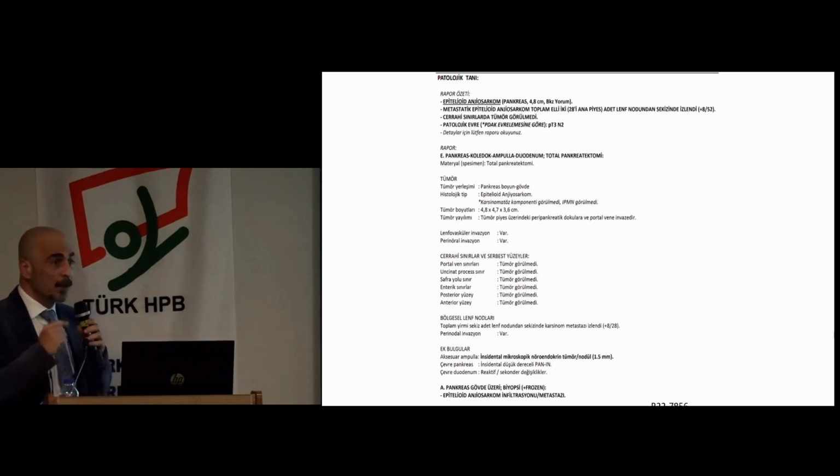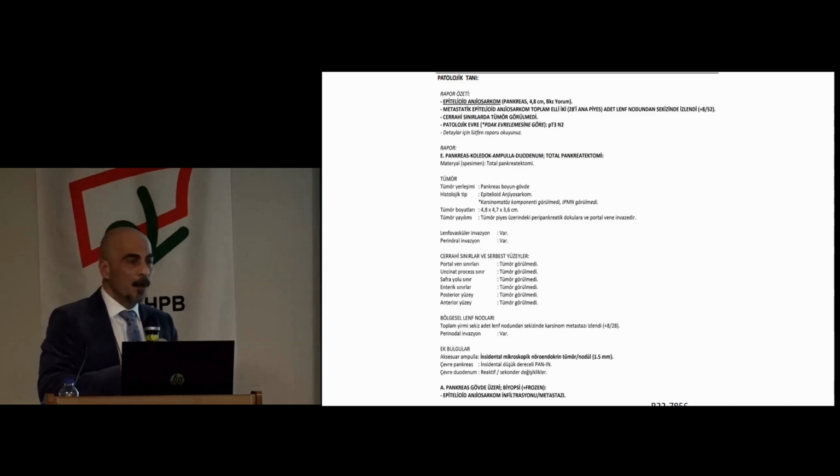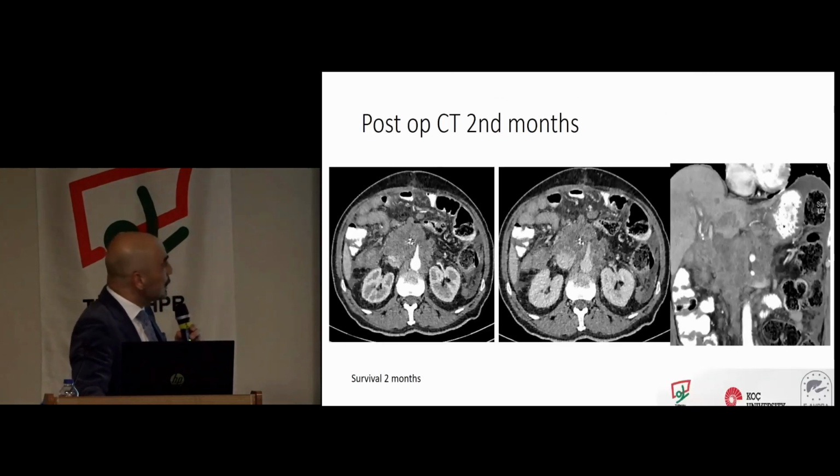Okay, we don't have PET CT for this case, but why we wanted to share with you, this is a very extraordinary case that was operated and received this angiosarcoma definitive histopathology. This is the second month after operation. It's just like the patient didn't get any operation. All the mass came back immediately. And the survival of this patient was almost 2 months. At the end of the second month, we lost the patient.